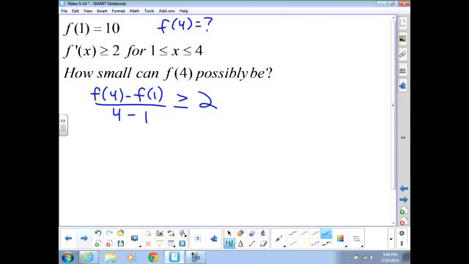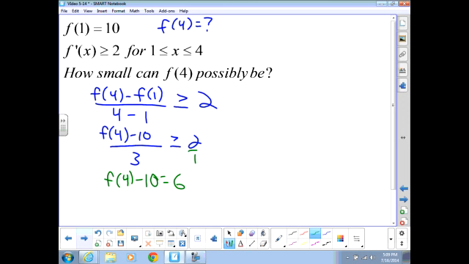The one that we know is we know f of 1 is 10, so this is really f of 4 minus 10 over 3, because 4 minus 1 is 3, is greater than or equal to 2. And now we'll try and get the f of 4 by itself. By cross multiplying, we'll get f of 4 minus 10 is greater than or equal to 6. Add your 10 over, and we'll get f of 4 is greater than or equal to 16 by adding the 10 over.